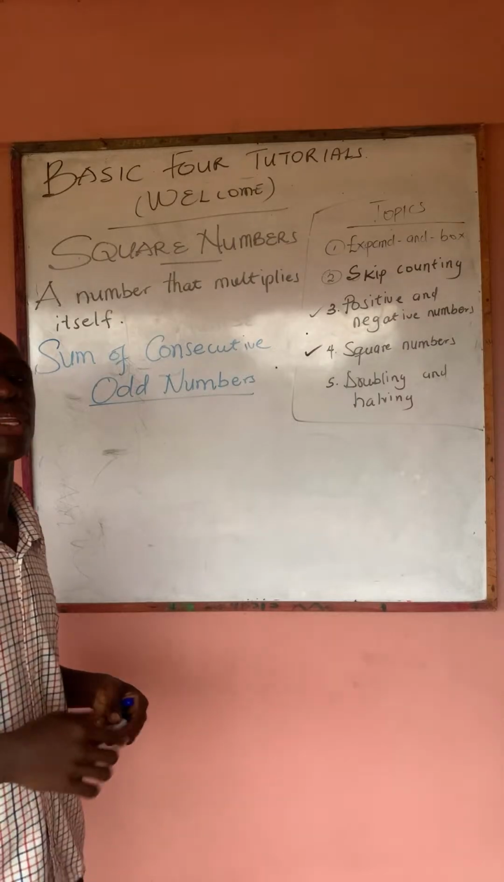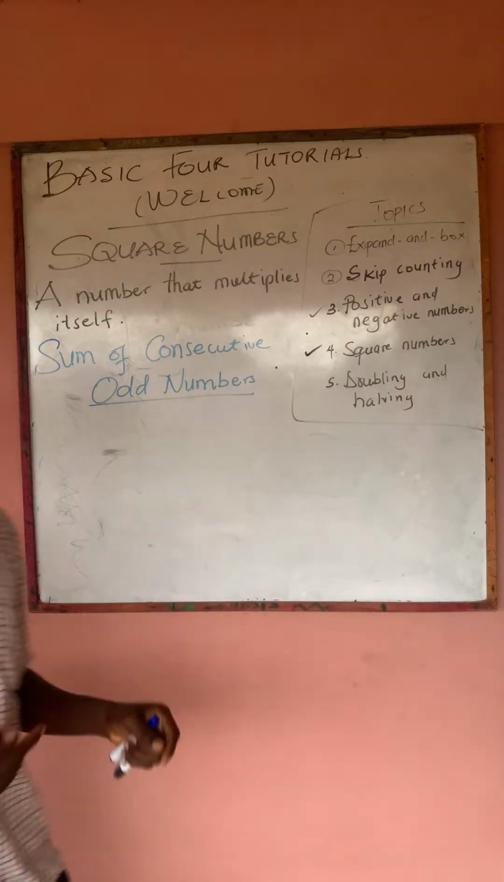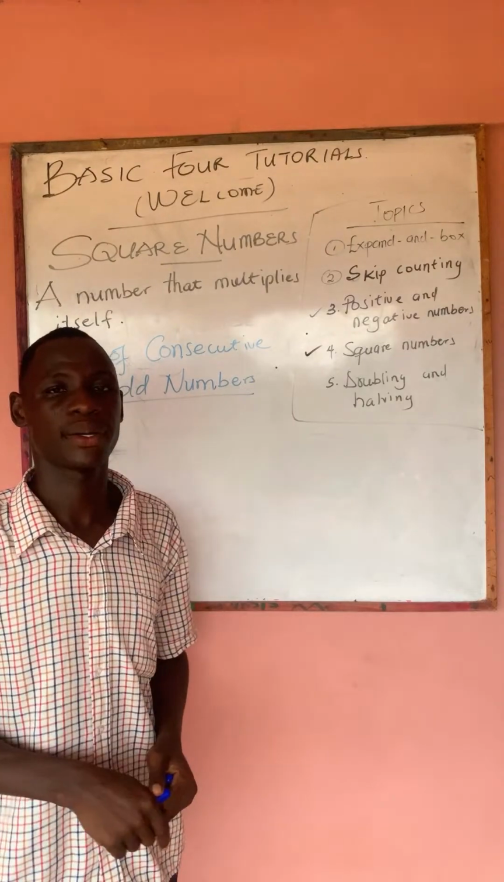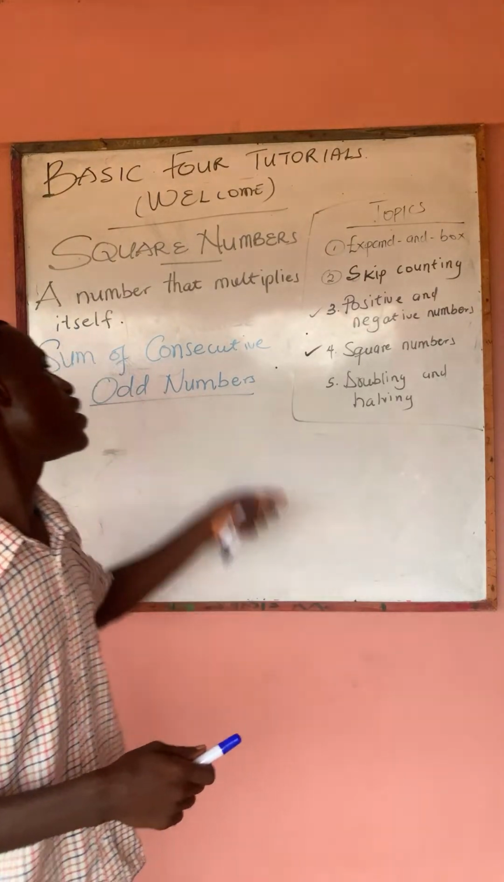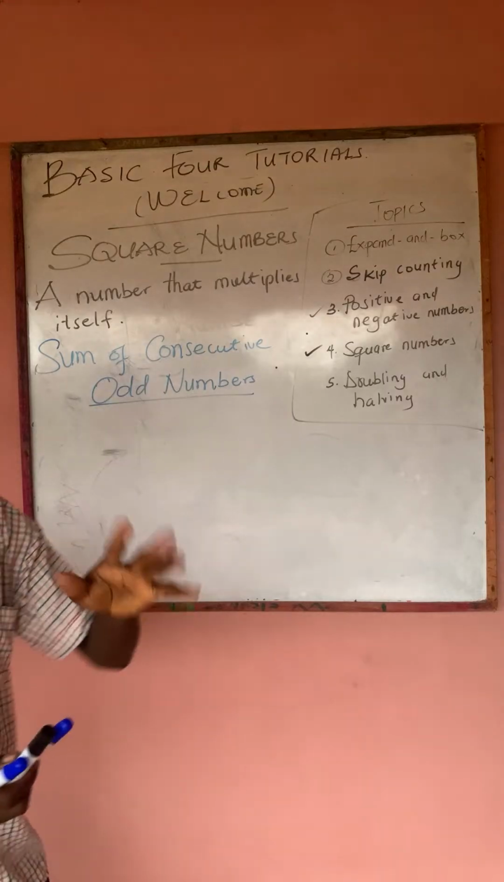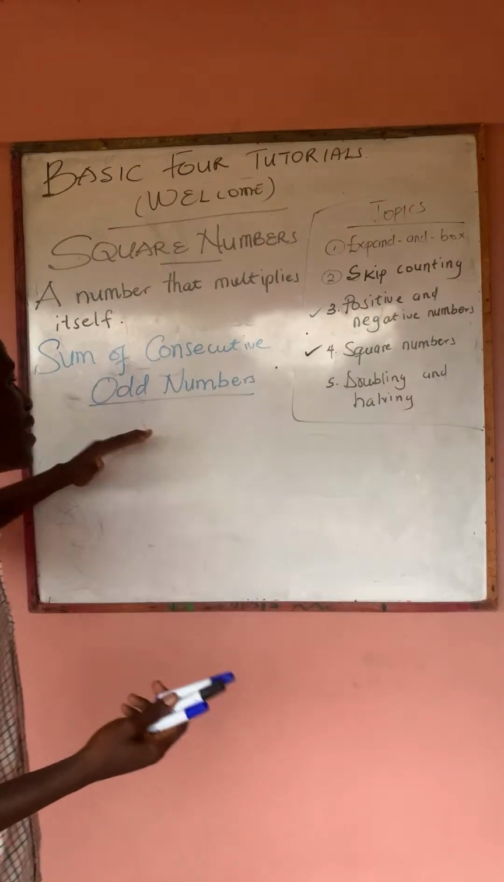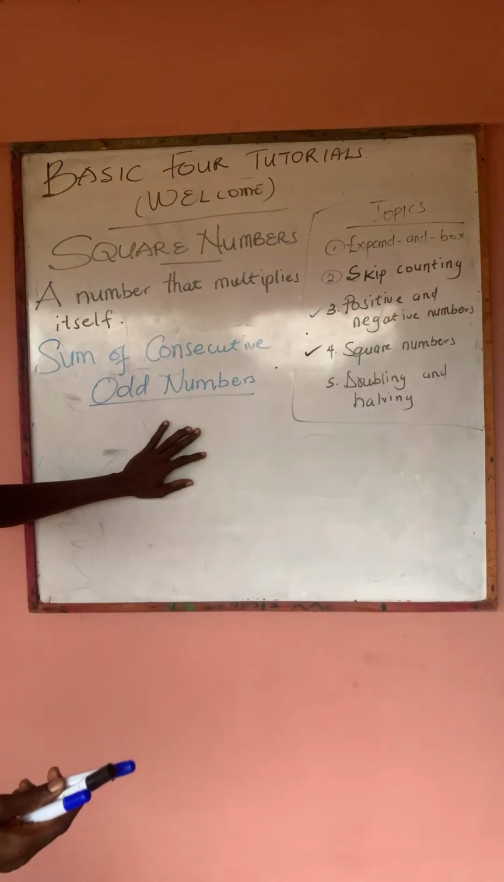Sum of consecutive odd numbers. That's what we're going to use to help us find the value of the square of a number. So before you even get into this, let's explain the topic. Sum means addition. So you're going to use addition a lot in what you're going to do.